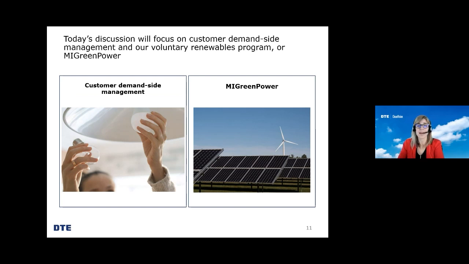So today we have Kevin Bilyeu, the manager of our energy waste reduction at DTE, to present an overview of those programs, followed by Keegan Farrell, who's the manager of demand response. Keegan will provide an overview of some of our demand response programs. DTE's energy efficiency and demand response programs, as I mentioned, are designed to encourage customers to modify their energy usage. Then we'll hand it over to Knox Cameron, who will highlight DTE's voluntary renewable program, My Green Power. So I'm going to hand it over to Kevin.